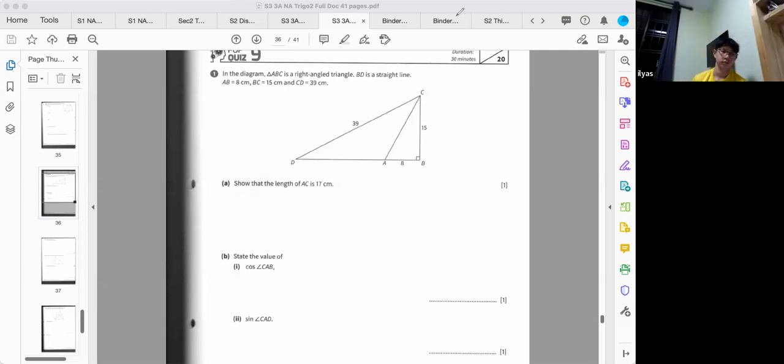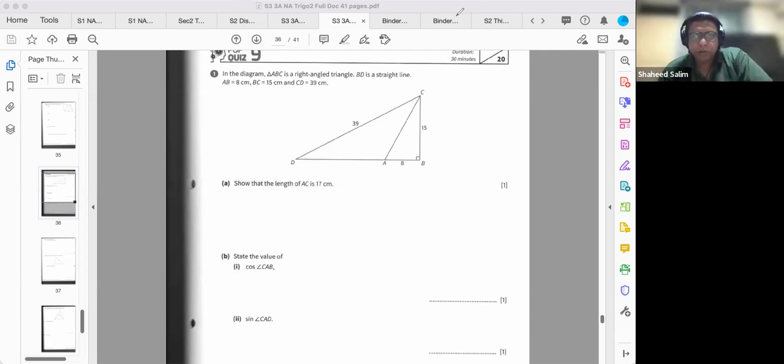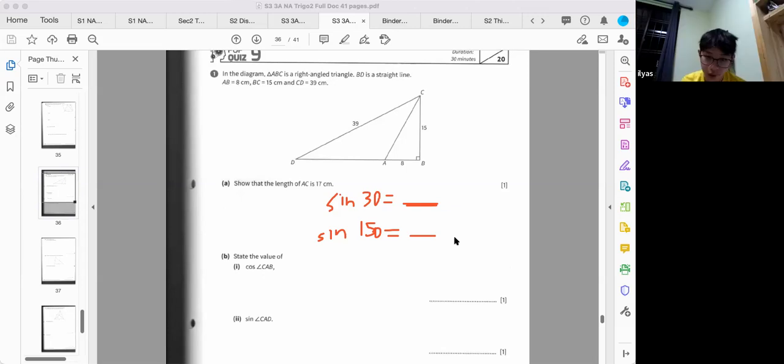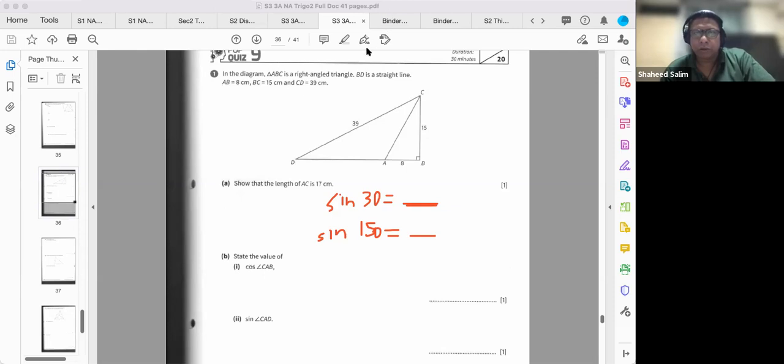Okay. So now I want you to have your calculator with you. Can you now try what is sine 30? You have the answer. You don't need to tell me. I want you now to take sine 150. Is the answer the same? Yeah. Okay. Now I'm going to do another one.